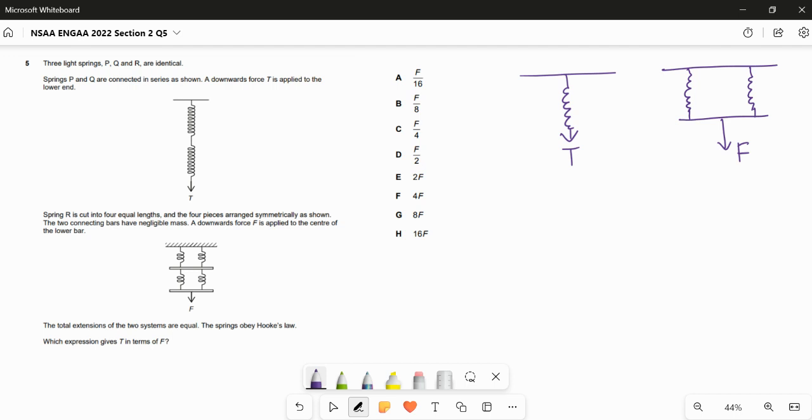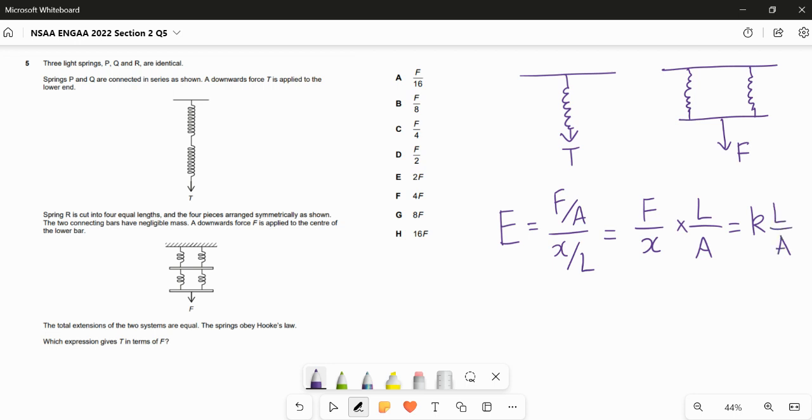Now, an equation I love to use in NSAA and ENGAA is rearranging the Young modulus equation. So E equals F over A divided by X over L. We get F over X times L over A, which if you notice is the spring constant, F over X, times L over A. So rearranging this, we get an expression for the spring constant in terms of the Young modulus. K equals EA over L.